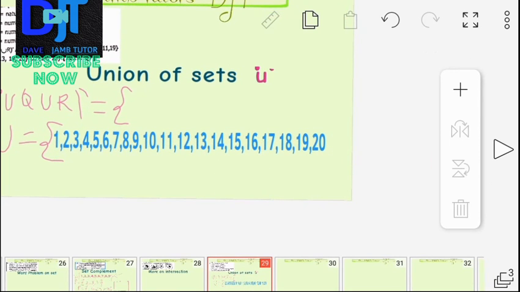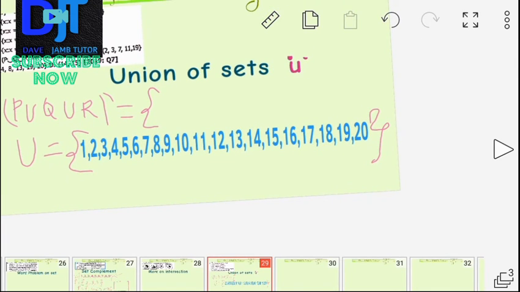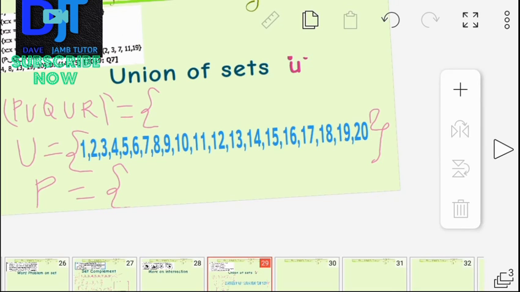Okay, so now we have that. So we have our universal set, which is 1 to 20. So they now said P equals x are numbers divisible by 2. So P is all the numbers in the universal set that are divisible by 2, and that is all the even numbers. So let me just write that out also. So you can move it forward a bit.